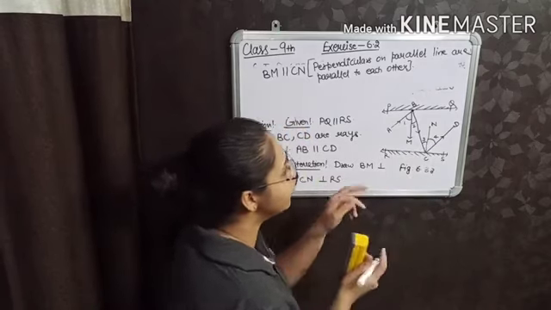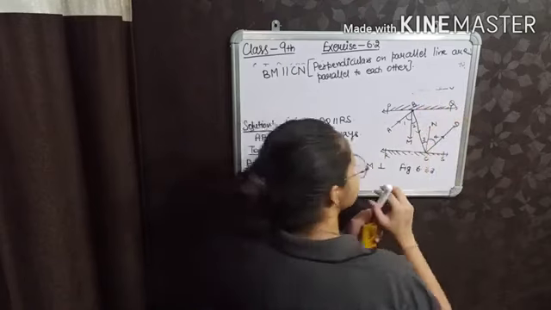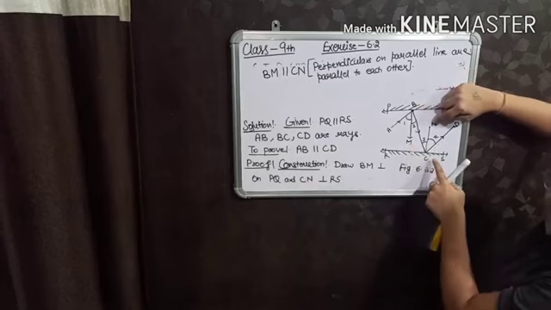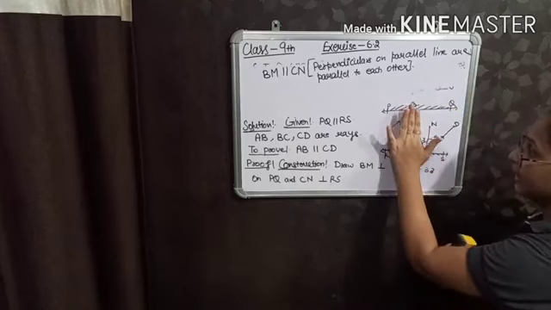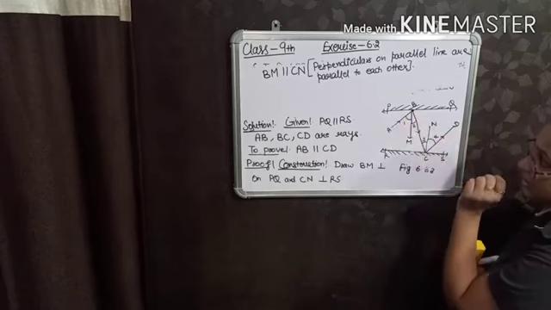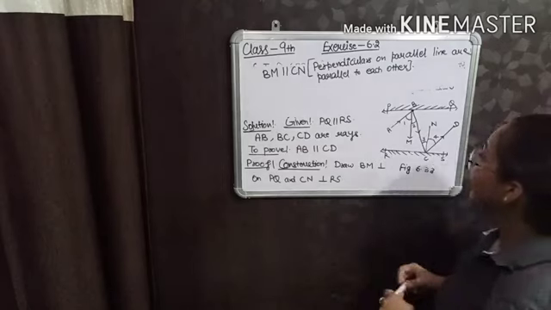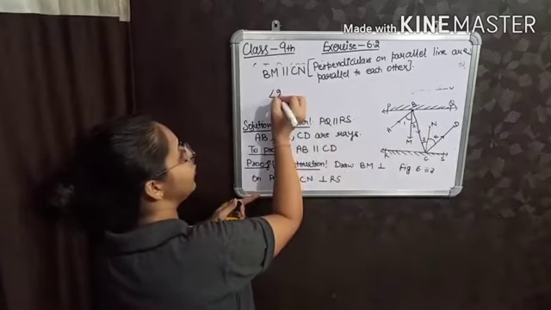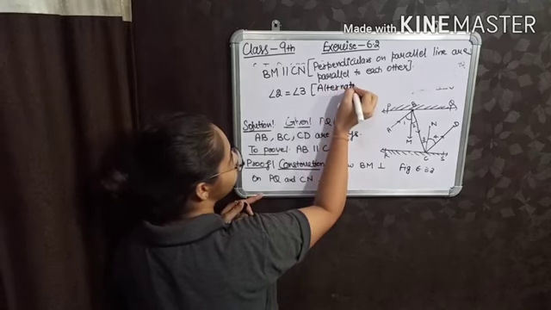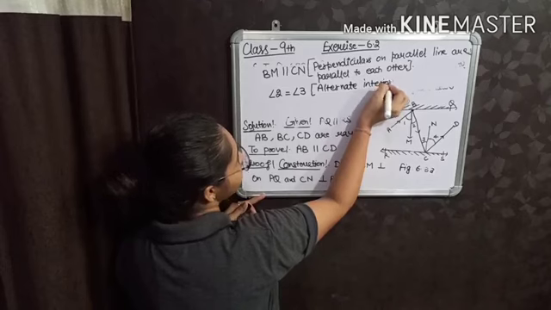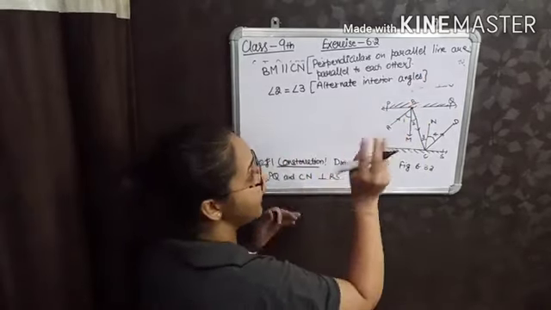Now see, you have to prove AB is parallel to CD. But BM and CN are parallel lines, and BC is a transversal line. So angle 2 is equal to angle 3, I can write. Why? Because of alternate interior angles. Angle 2 is equal to angle 3 by alternate interior angles.